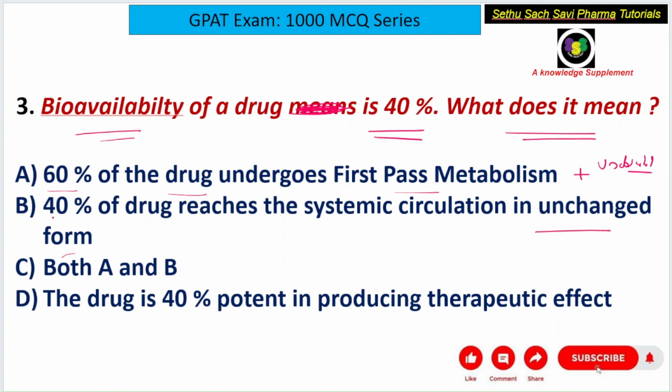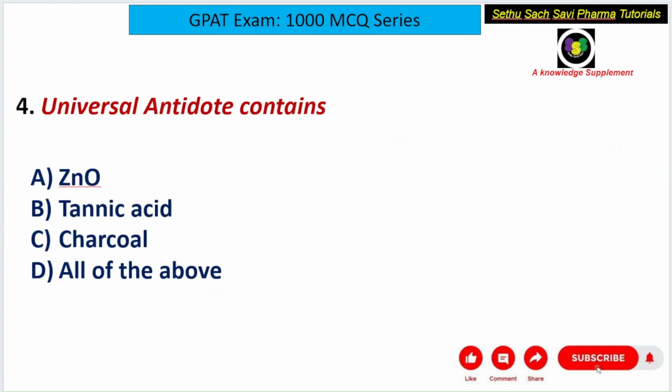So choice A is not correct. Now look at choice B: 40% of the drug reaches the systemic circulation in unchanged form. So the correct answer is B. Don't go for choice C, because in choice A they say 60% of the drug is lost to first pass metabolism, but it could also be unabsorbed. We don't know that, so that is not the best choice. The best answer would be B. I hope you understood the discussion. Now let's move on to the next question.